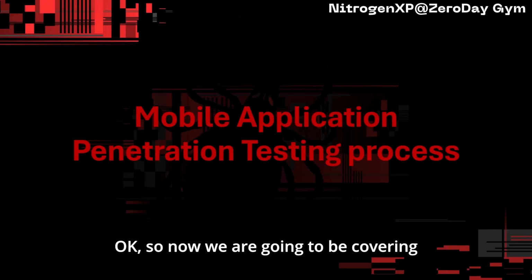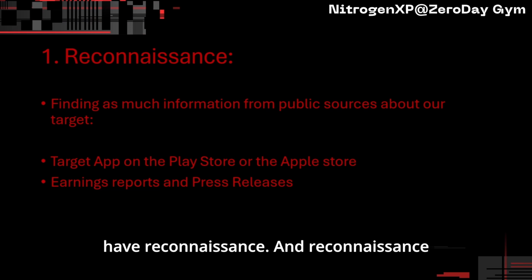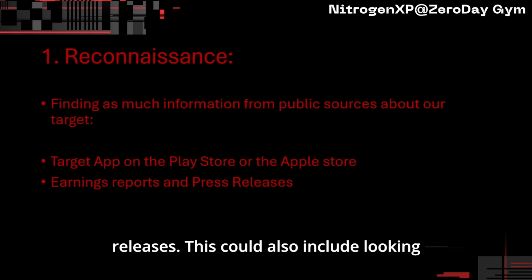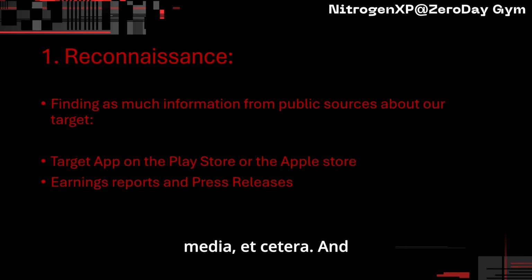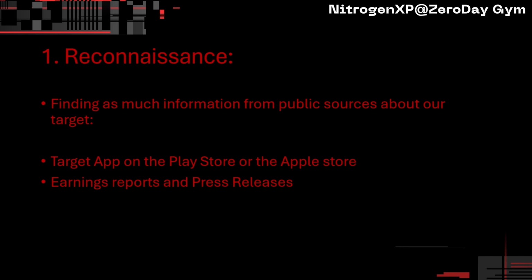Okay, so now we are going to be covering the mobile application penetration testing process. So first of all, we have Reconnaissance. Reconnaissance is finding as much information from public sources about our target as possible without directly interacting with it. This could include looking at the target app on the Play Store or the Apple Store, or looking at earning reports and press releases. This could also include looking at their public website, their social media, etc., and finding as much information about the target without interacting with it. So first, we are going to be looking at the Play Store.